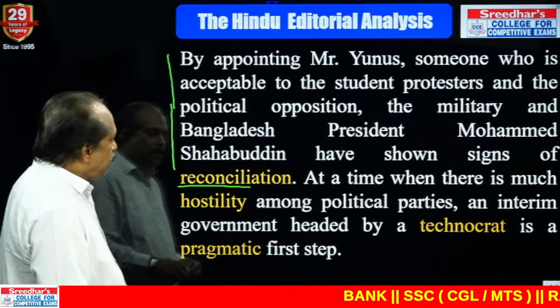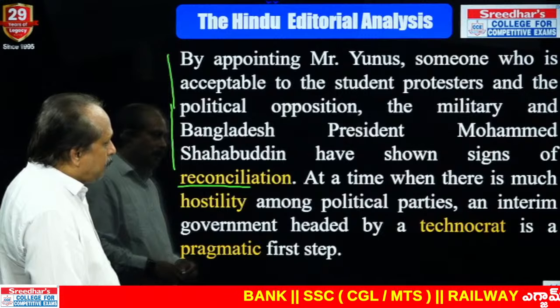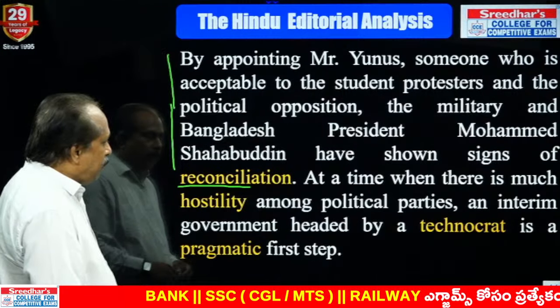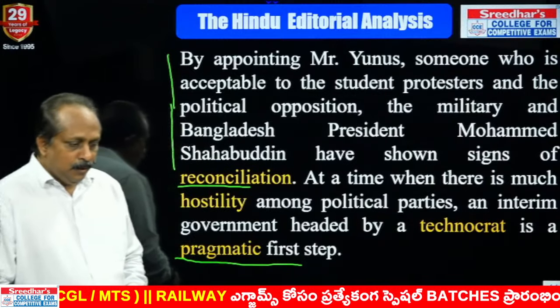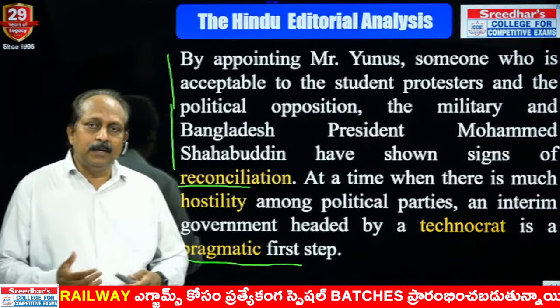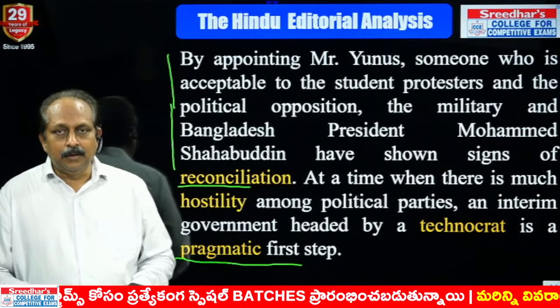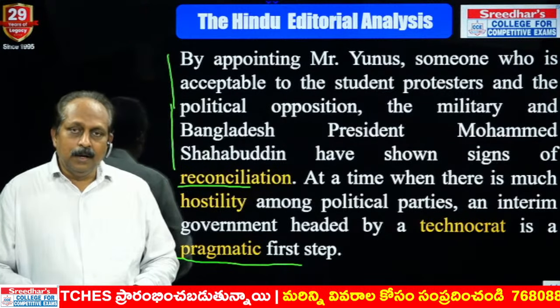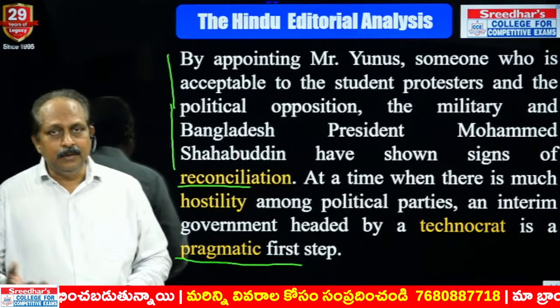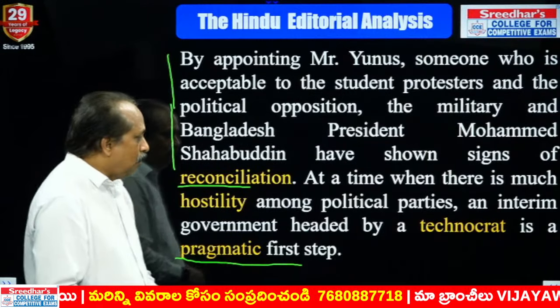At a time when there is much hostility among political parties, an interim government headed by a technocrat is a pragmatic first step. They have their own problems. What are the problems? Political rivalry. When there is political rivalry, there is a turbulent situation. Finding a solution, a practical solution, that too, is something a good sign. The sentence talks about that.